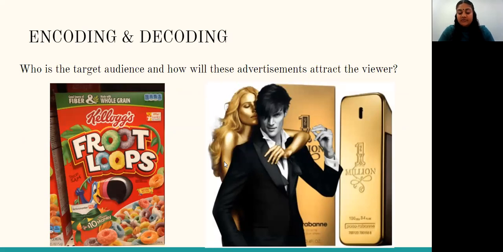It's literally from our food, as you can see, to our choices in perfume. So here are just two advertisements that I'd like to discuss. It's called Encoding and Decoding. Who is the target audience, and how will these advertisements attract the viewer? So clearly we can see the first one.